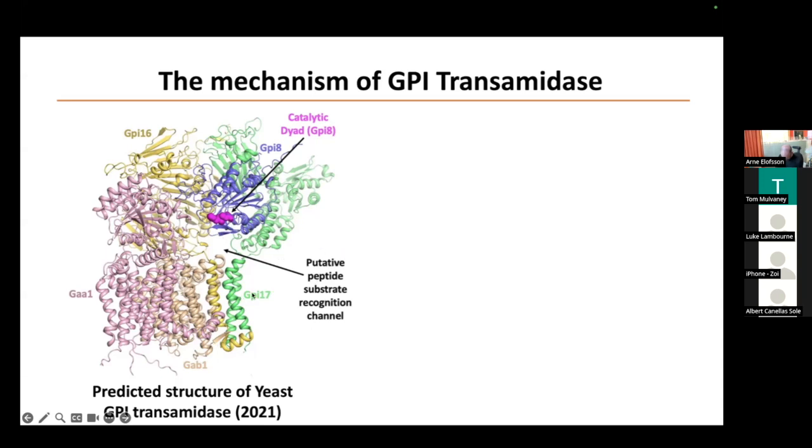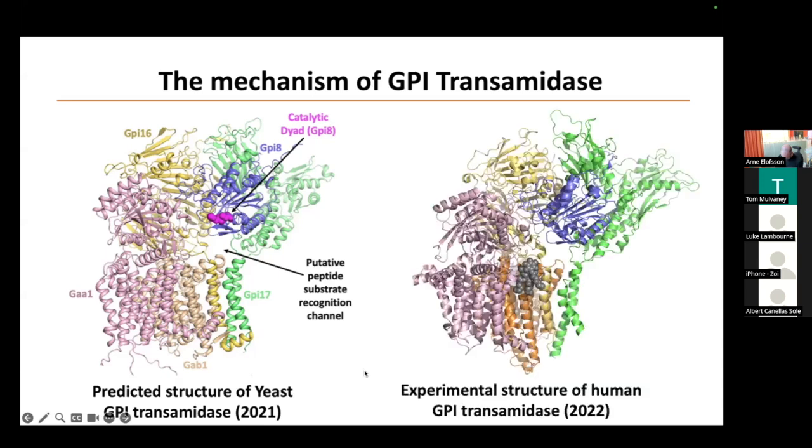We released this prediction in 2021. Then in 2022 people solved this complex in human. So you can see that now it's no longer surprising that these modern AI networks can predict structures quite accurately, and produce biological insights that, before AlphaFold, were only possible if you solved the structure.